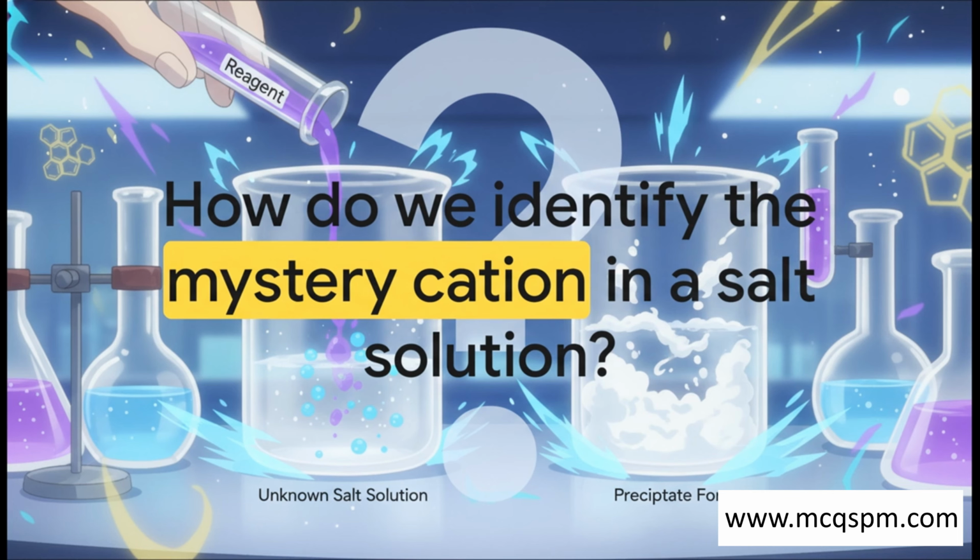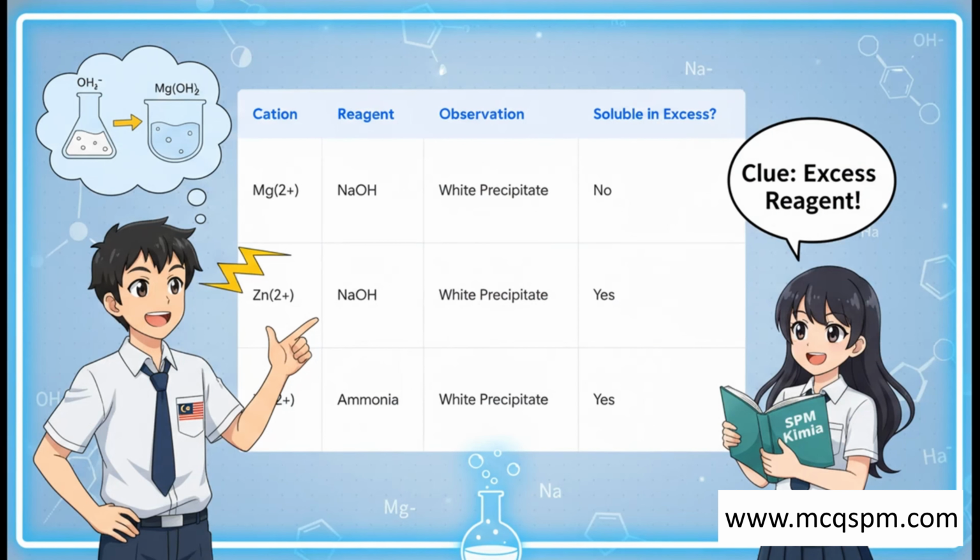Our main detective tool for this job? A reagent. We add it in, we watch very closely, and we look for our first big clue, the formation of a solid, what we call a precipitate. Now, this clue sheet shows you exactly how it works. Let's say we add some sodium hydroxide. Both magnesium and zinc ions will give us a white precipitate, so at first glance they look identical. How in the world do we tell them apart?